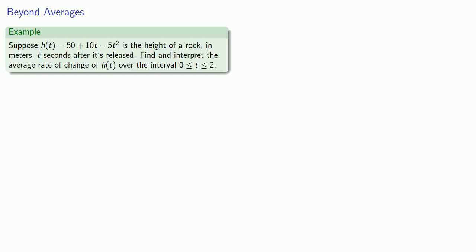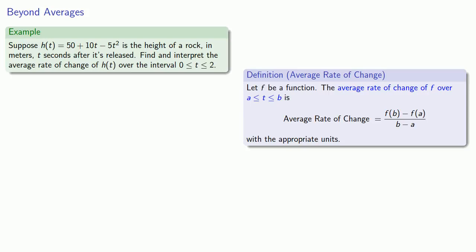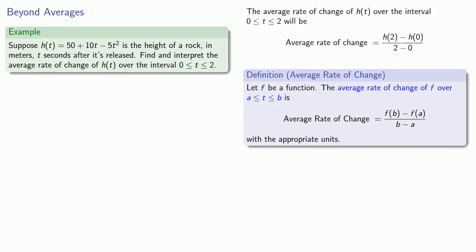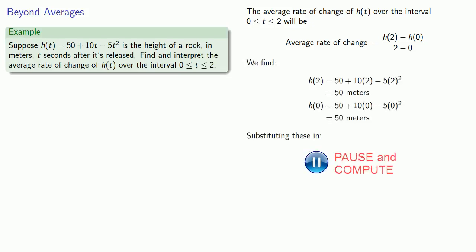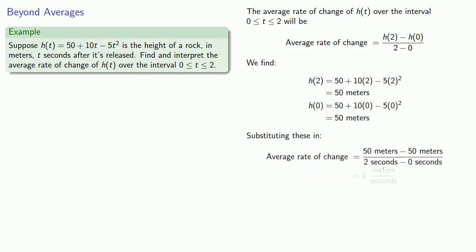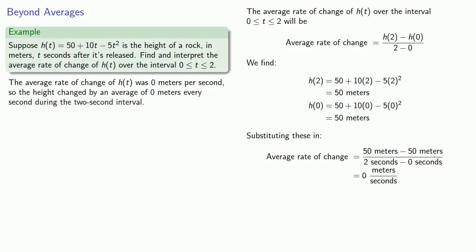So remember that the average rate of change is found by finding the ratio, the quotient, of the difference of the function values over the length of the interval. So we'll find our function values at 2 and at 0, and substitute these in, making sure we take care of the units appropriately. And we get an average rate of change of 0 meters per second. So we might interpret this as meaning the height changed by an average of 0 meters every second during that 2-second interval. And so this raises a new question.